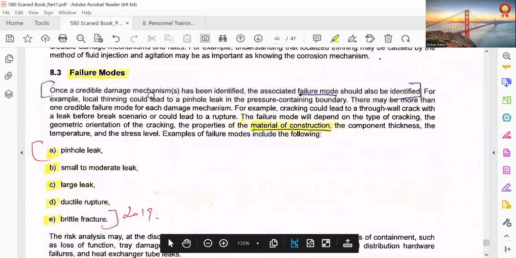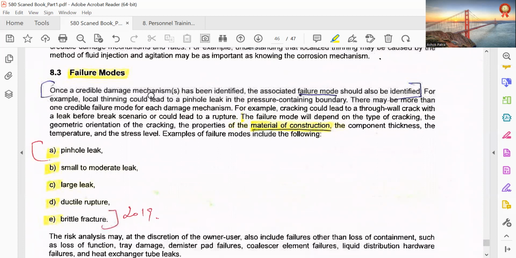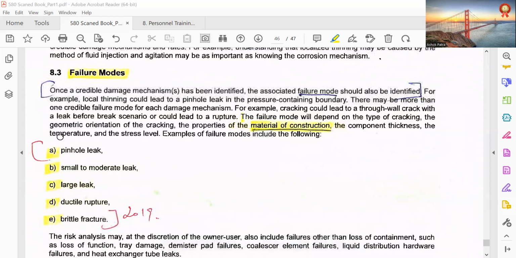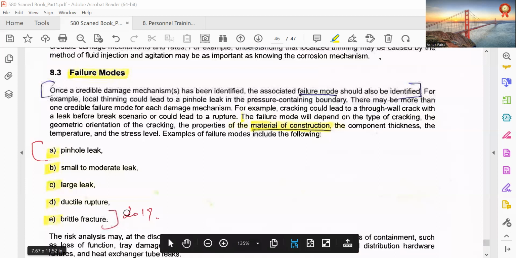Failure modes. Once a credible damage mechanism has been identified, the associated failure mode should also be identified, and the failure mode will depend on the type of cracking, the geometric orientation of cracking, the properties of the material of construction, the component thickness, the temperature, and the stress level. Examples of failure modes include the following: pinhole leak, small to moderate leak, large leak, ductile rupture, brittle fracture.